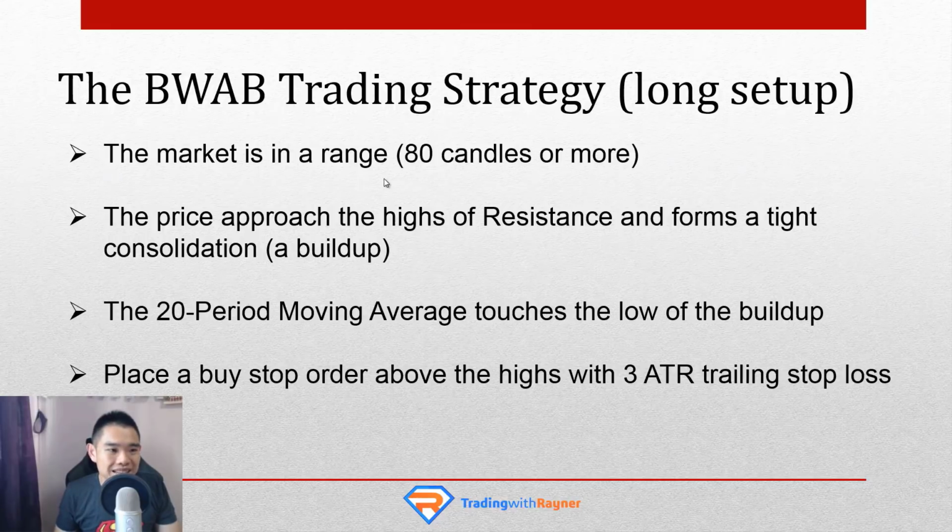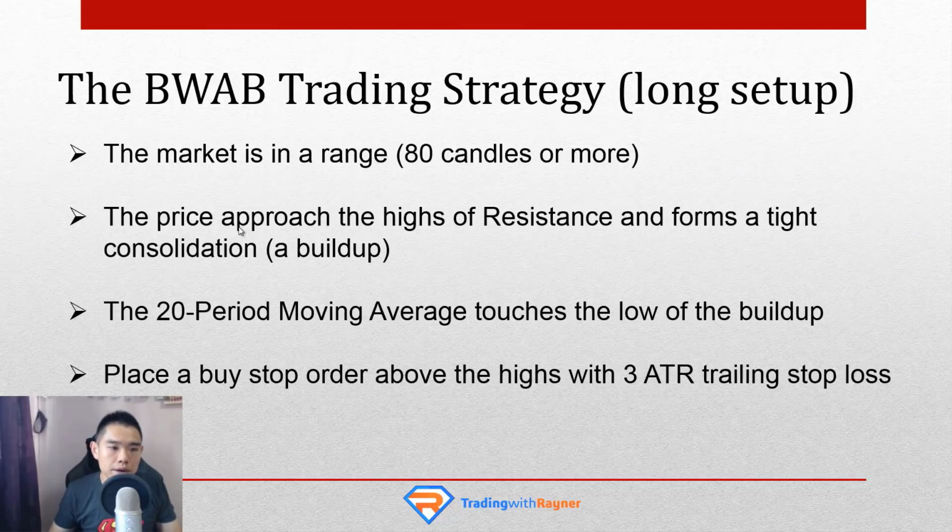So the BWAP trading strategy long setup goes something like this. The market is in a range, and ideally you want 80 candles or more. Don't have to be too anal about this. If you get 77 candles, 75, it's fine as well. But generally, I just put here 80 candles or more. The more candles, the longer the range, the better.